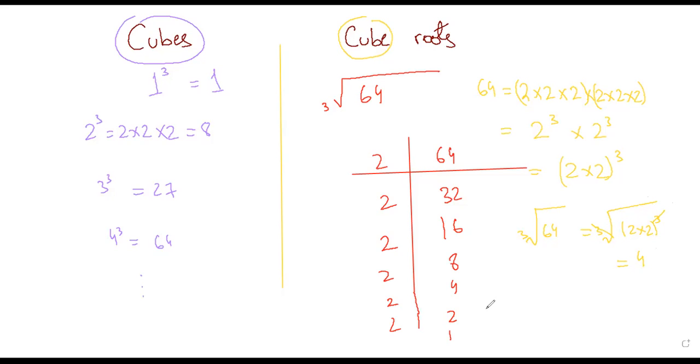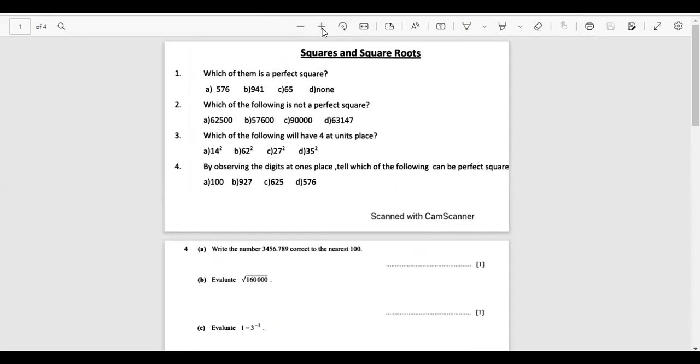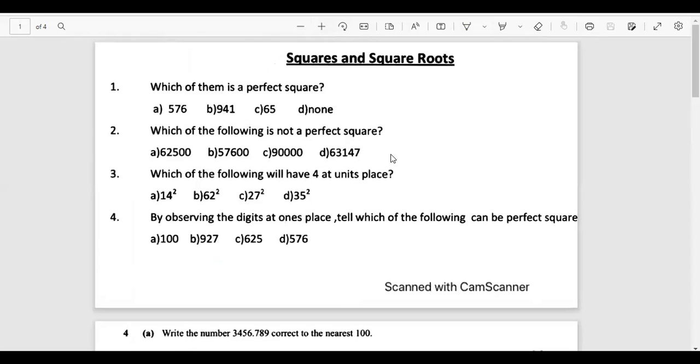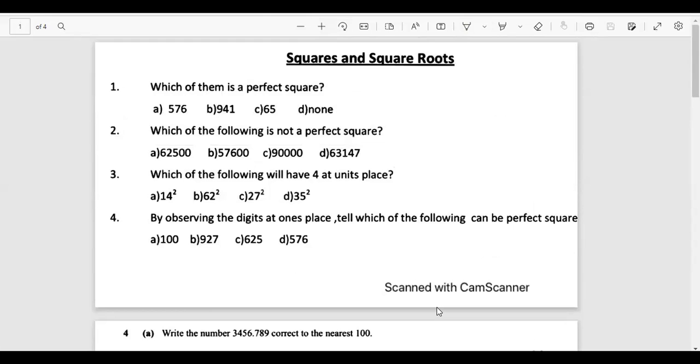I'll stop sharing this, and now I am going to share the questions we will be doing. All right, so these are basically some questions. Okay. This is a worksheet, and then we have some past paper questions here. Yeah, this is just a worksheet.